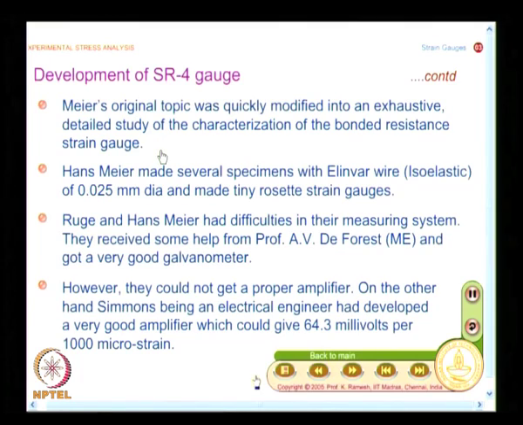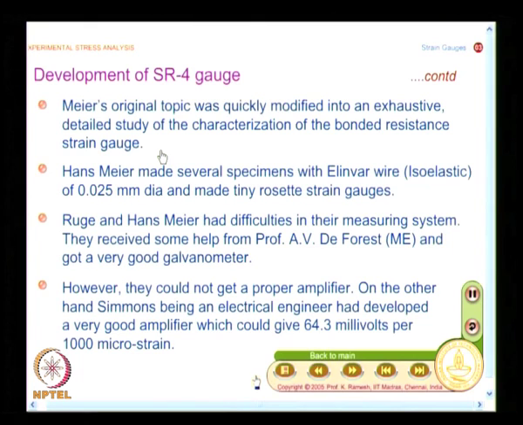So, the original topic was quickly modified into an exhaustive detailed study of the characterization of the bonded resistance strain gauge. See, that is how any development takes place. Nobody starts working on a thesis by defining what the thesis is and then working on it. You work on different ideas, and some ideas develop into interesting final results, and the whole course of action gets shifted. And what is important is they had difficulty in the measurement system, because you are measuring small changes in resistance.